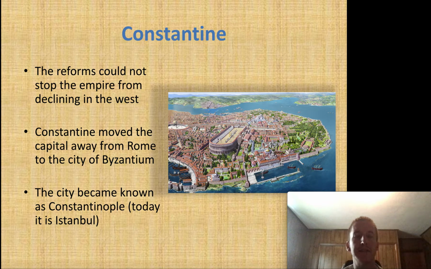The reforms could not stop the empire from declining in the west. Constantine is going to move the capital away from Rome to the city of Byzantium. The city became known as Constantinople, named after Constantine, and this city does still exist today, but today it is Istanbul in Turkey.